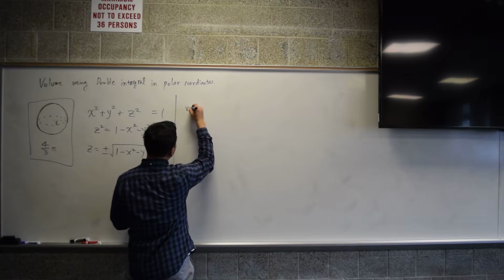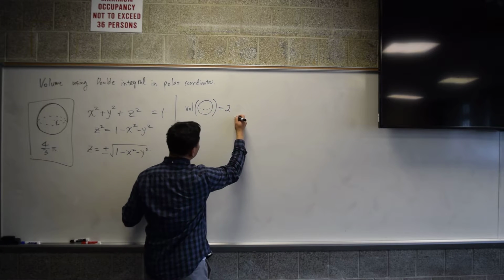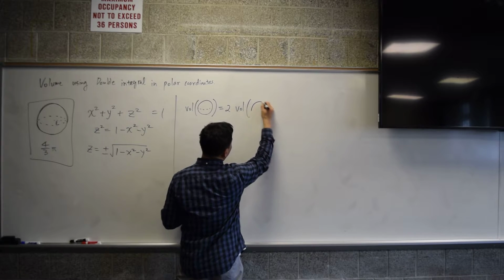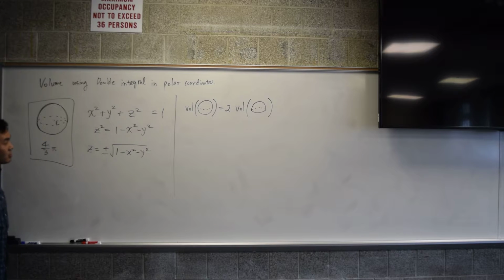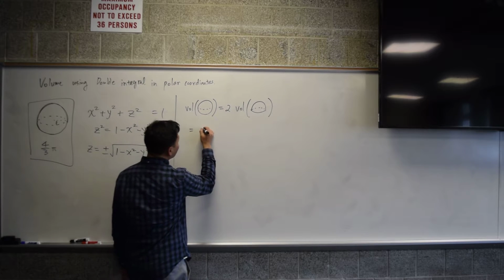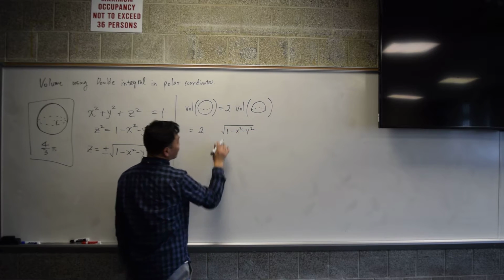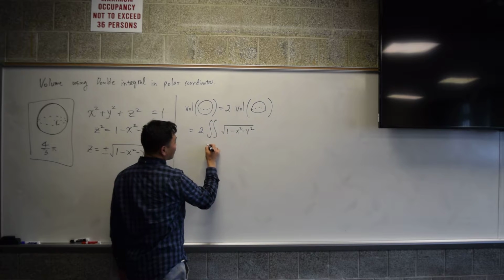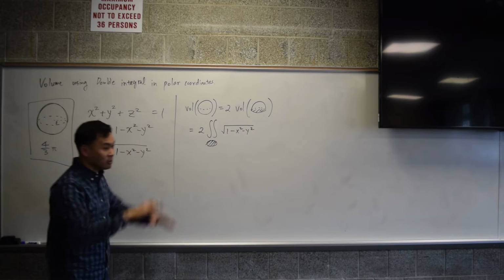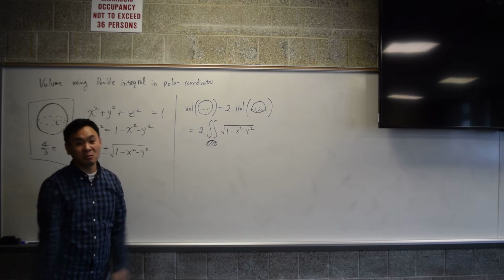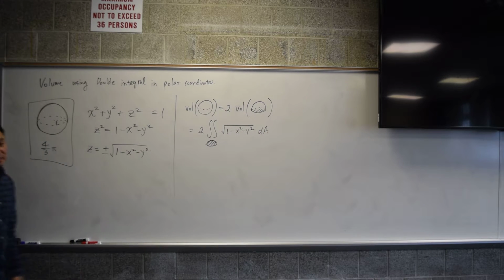If we want the volume of this sphere, we can just take twice the volume of the top hemisphere, right? And because the top hemisphere's equation is square root of 1 minus x squared minus y squared, if I take this function and integrate over this circle, here, then we get what? We get the volume of the sphere, right? So if we do this, we get the volume of the sphere.